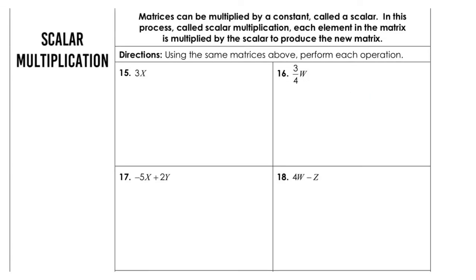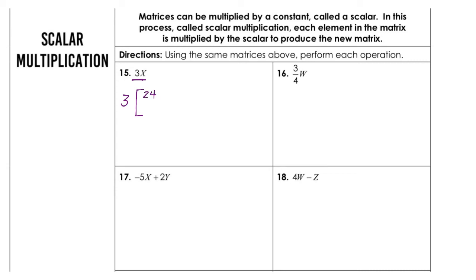For our next part, we're going to talk about scalar multiplication. And this is just like the vectors that we just finished going over. So for our first part, with our scalar multiplication, this means that we are going to take the value 3, or the scalar 3, and I'm going to multiply it to each element in matrix X.